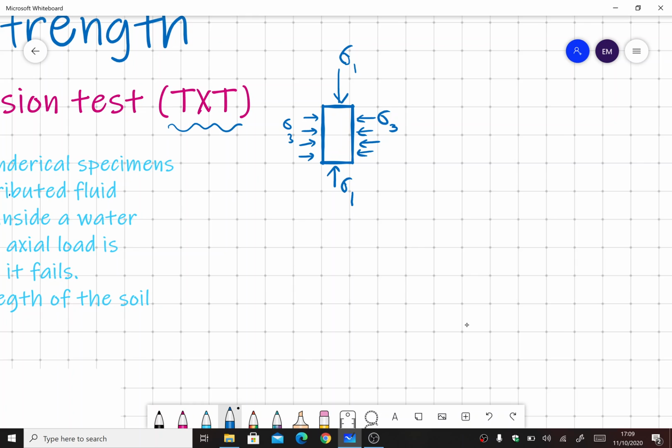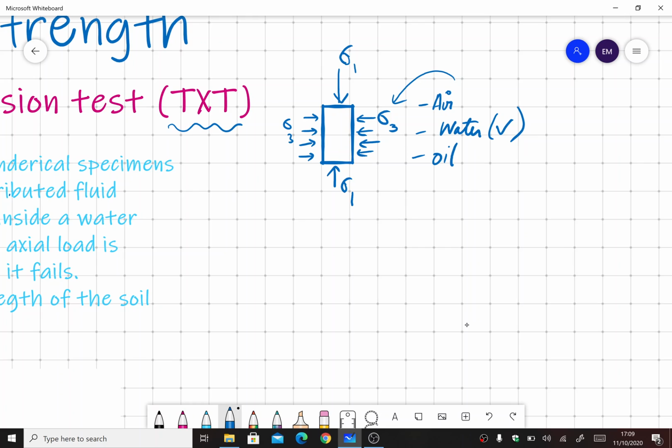Now the question comes to mind: how is the confining pressure applied on the soil specimen? We can use different mediums. Some apparatuses use air for applying sigma 3, some may use water, and lastly some may use oils. The one used in the geotechnical engineering lab here at UET Lahore uses water as the confining agent.